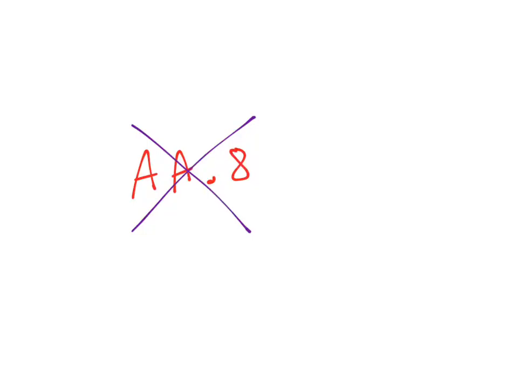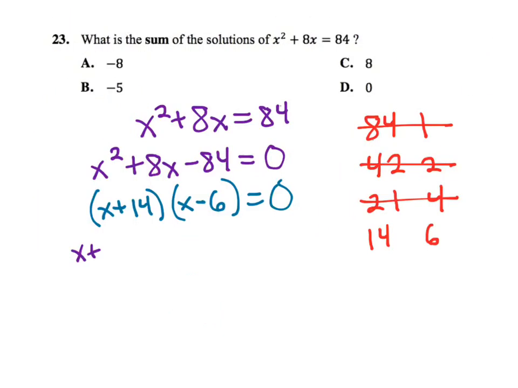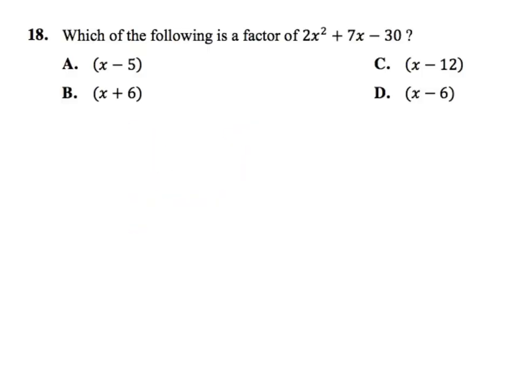All right, here goes our review from, oh goodness, number 18 through number 30. So I'm going to go through 13 of them. Number 18, which of the following is a factor of this expression? We go 2x squared plus 7x minus 30.